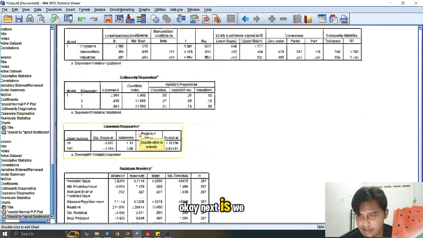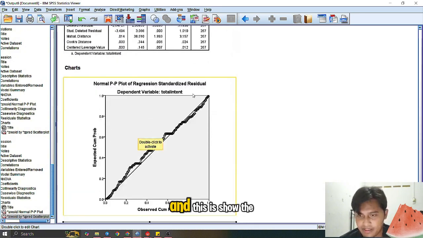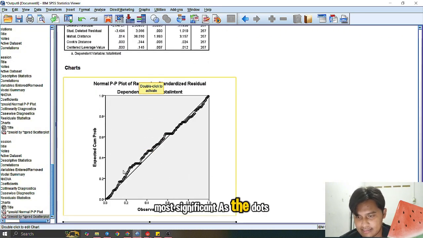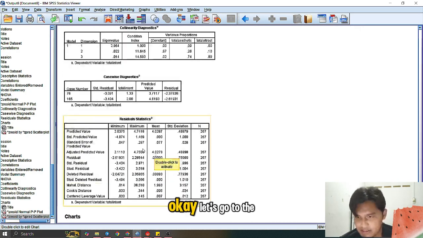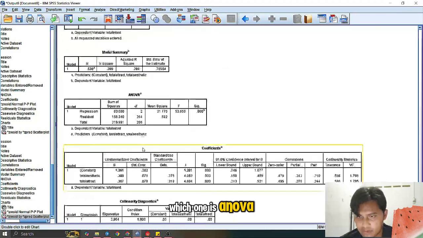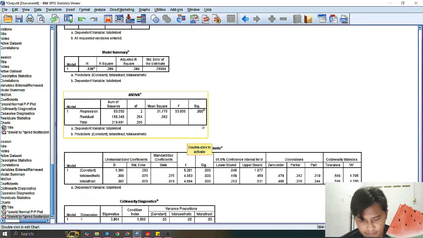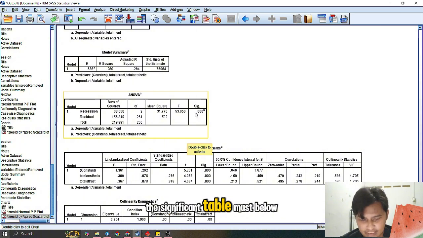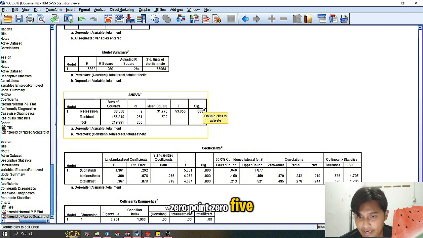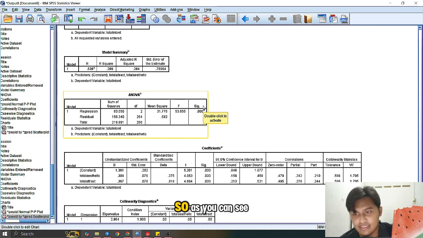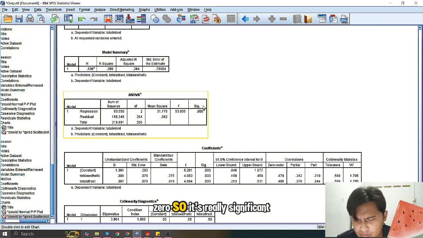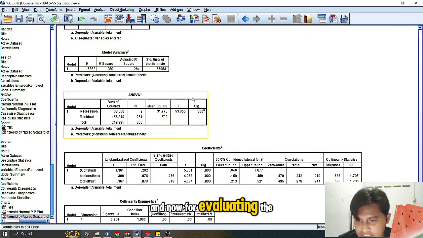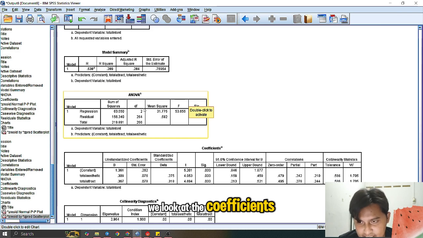Okay, next we go to the chart here, and this shows the result is significant as the dots are really close to the straight line. And the last one is ANOVA. Let's go to the ANOVA. To assess the statistical significance of the result, the significance value must be below 0.05. As you can see, the significance is 0.000. So it's really significant.